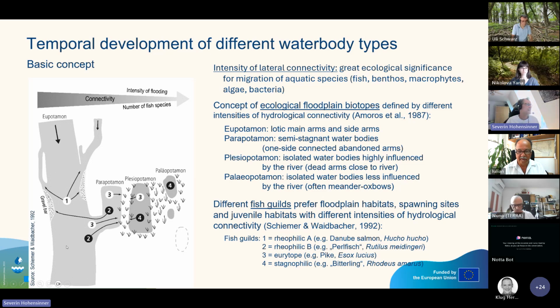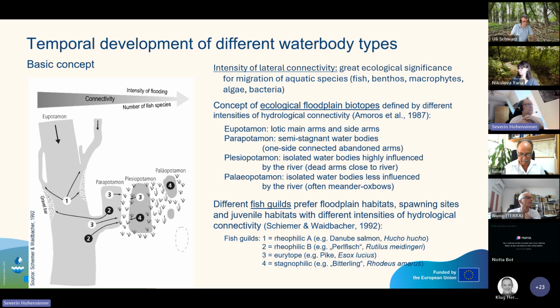As you can see here, for example, fish guild rheophilic A is only in the eu-bottom-on, rheophilic B is in eu-bottom-on and para-bottom-on, and the third is eurytopic. Okay, they do not care so much about the different types of water bodies. You can find them almost everywhere. And stagnophilic species are in the dead arms. So this is the basic concept.